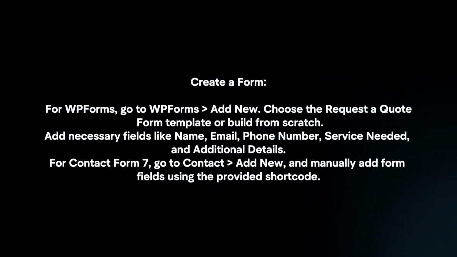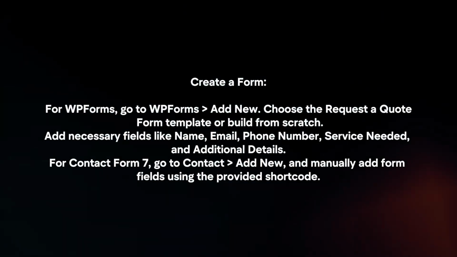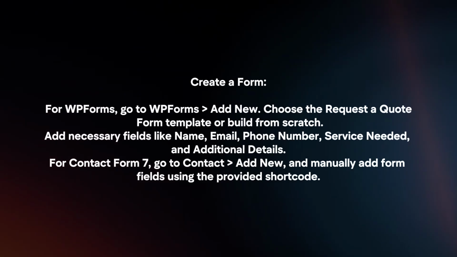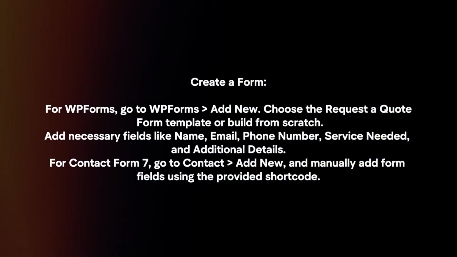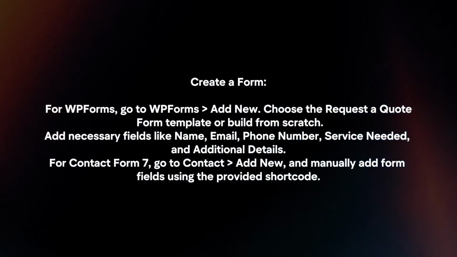For WP Forms, go to WP Forms, Add New. Choose the Request to Code form template or build from scratch. Add necessary fields like name, email, phone number, service needed, and additional details.